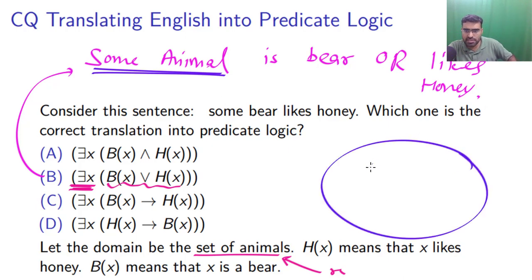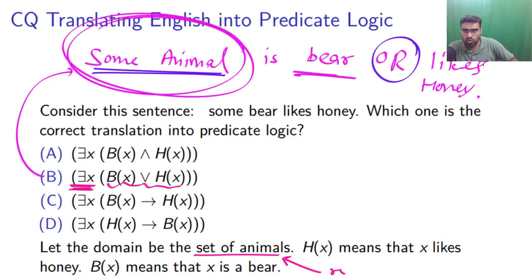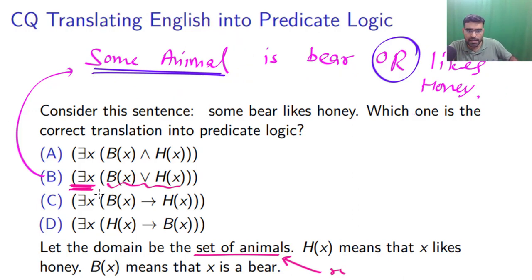So in this I can say there is some animal who is a bear. If this animal is a bear, then also this option is true. We don't care whether this bear likes honey or not. So there is some animal who is a bear or who likes honey. You have this type of animal who is a bear or who likes honey. So this is your option B. Now you can also notice that option B does not reflect this given statement. The given statement is saying that some bear should like honey. There should be some bear who likes honey.